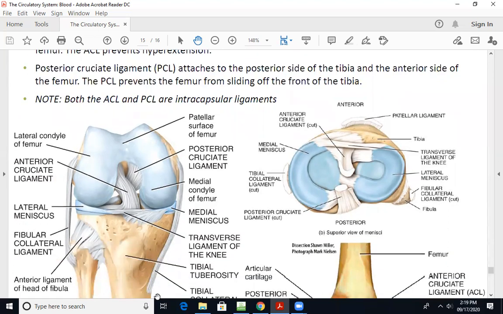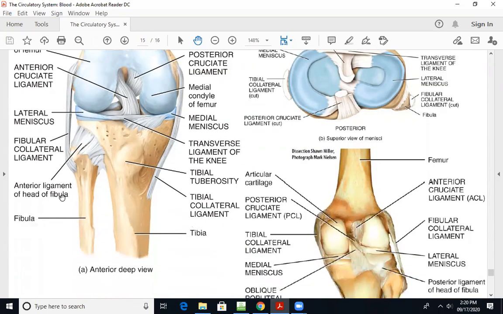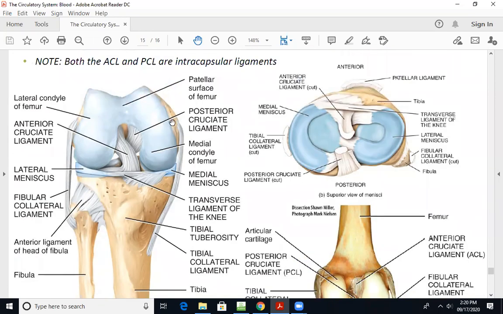It's damaged a lot of times in car accidents, and they actually call this a dashboard injury. A person is sitting in the passenger seat, their legs bent, and they hit the dash right there on the bottom side of their knee, pushing the tibia backwards, and the PCL will just rupture as a result. So yeah, you can see that one really nicely here in our posterior view.